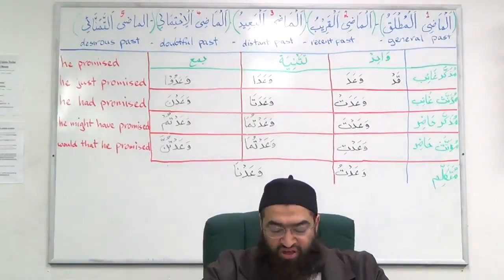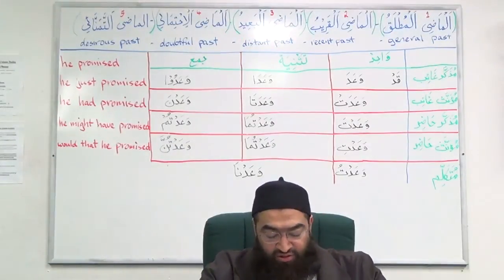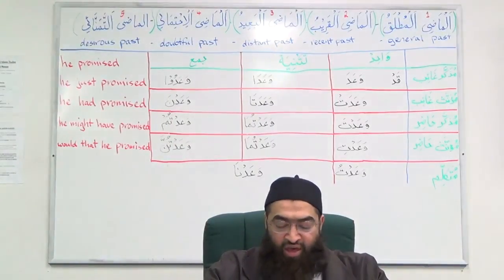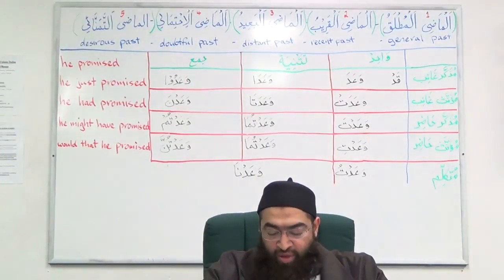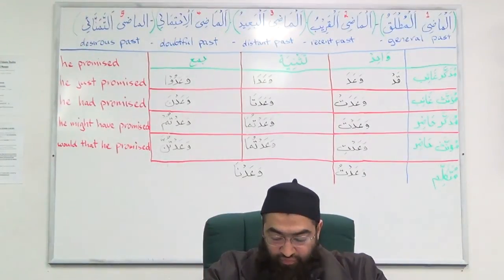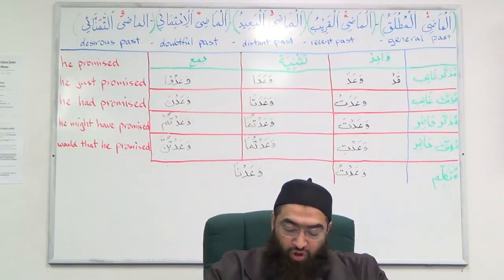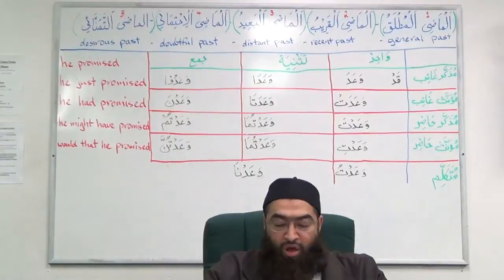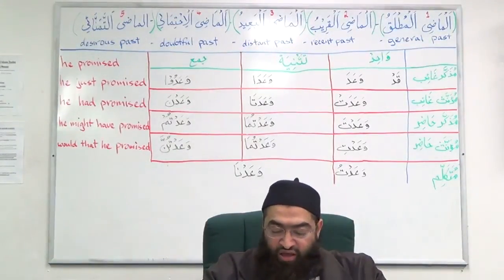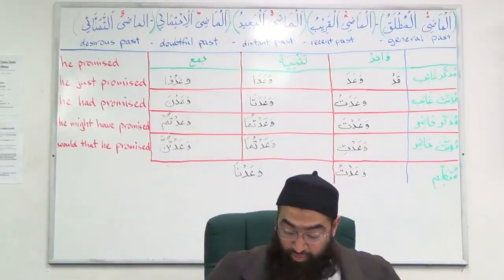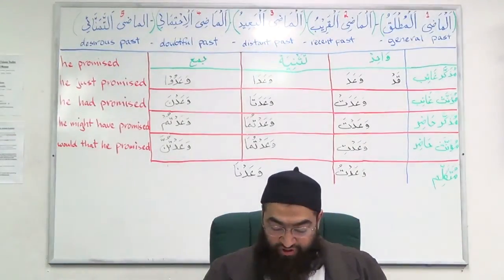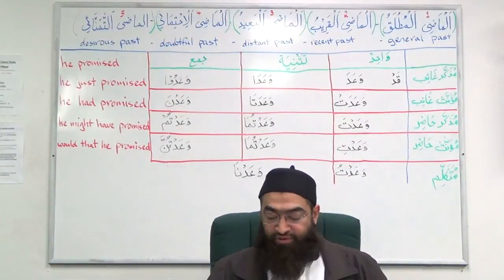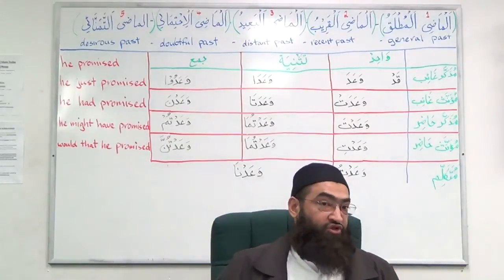I gave two examples, easy examples. Akala, he ate. Qad akala, he just ate. Dhahaba, he left. Qad dhahaba, he just left. So, qad gives the meaning, when it comes on the madi, al-fi'l al-madi, then it gives the meaning of qareeb, something that happened recently. Qad also gives the meaning of certainty. Many times it comes alone, just qad.